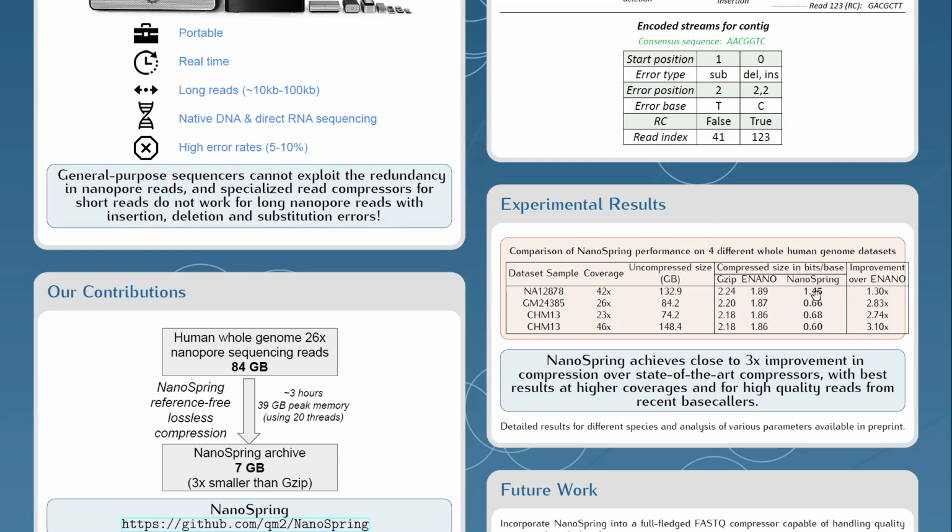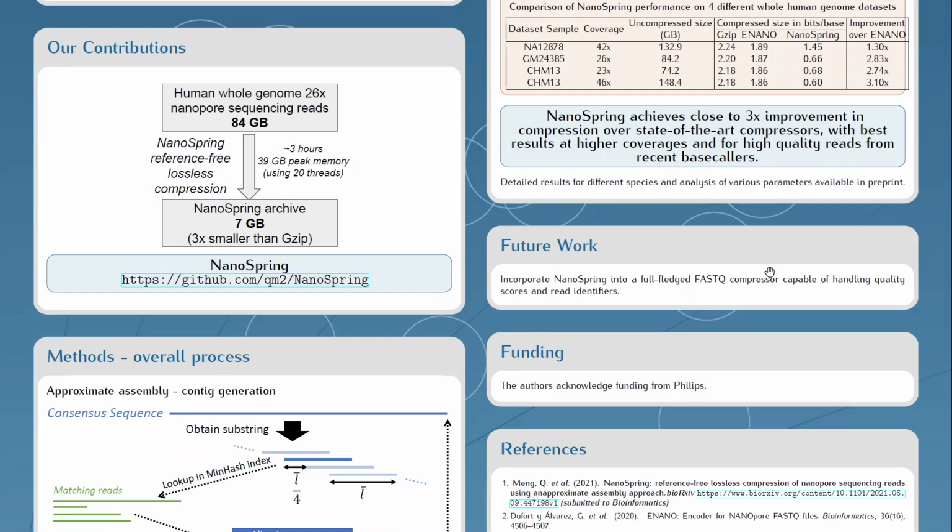Although NanoSpring still outperforms gzip and ENANO, the reason is that this dataset was obtained using an older base caller with much higher error rates. Given the improvement in the base caller quality over the years, we can expect the performance of NanoSpring to improve further in the future. For now, NanoSpring could only compress the reads in a FASTQ file. Therefore, for future work, we plan to incorporate NanoSpring into a complete compressor, which could also handle quality values and read identifiers in a FASTQ file.